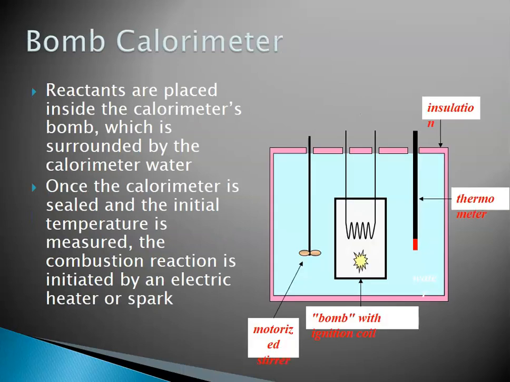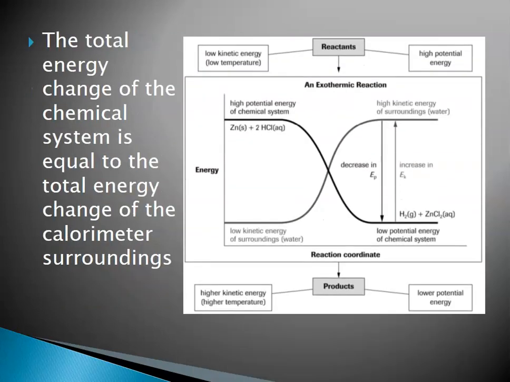In more advanced laboratories, bomb calorimeters are used. These actually have a bomb placed inside the water surrounding the bomb. The materials inside the bomb are ignited and the water temperature change is recorded. This graph shows how the energy lost in the exothermic reaction between zinc and hydrochloric acid is transferred to the water in the calorimeter. As one goes up, the other goes down.